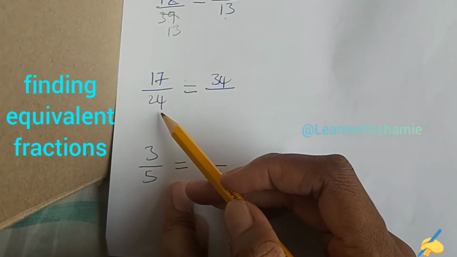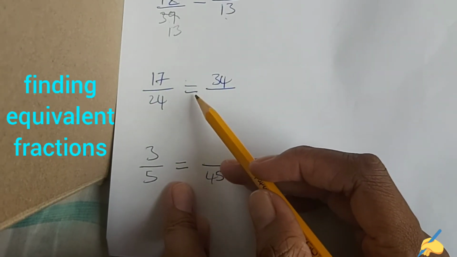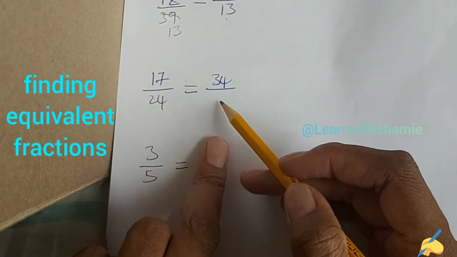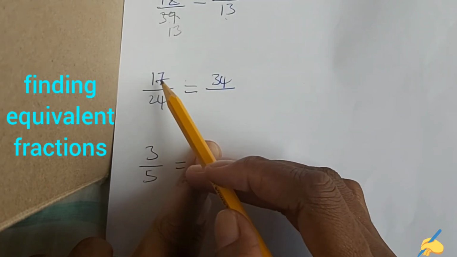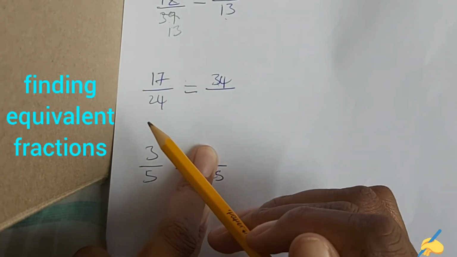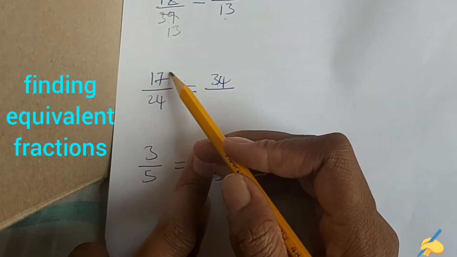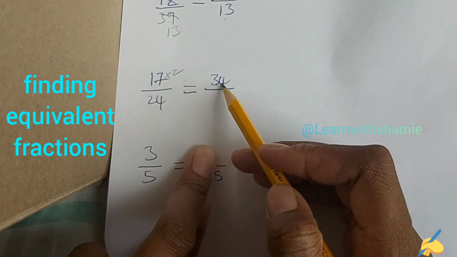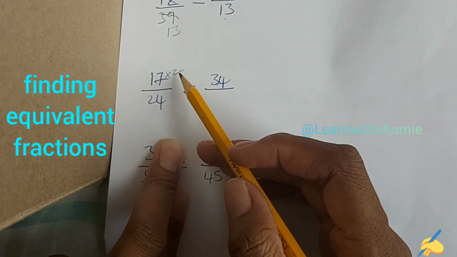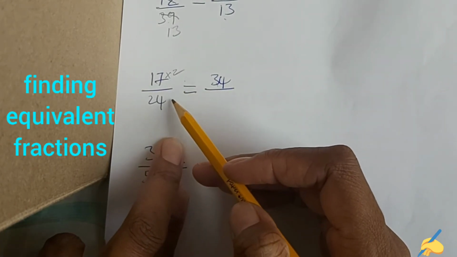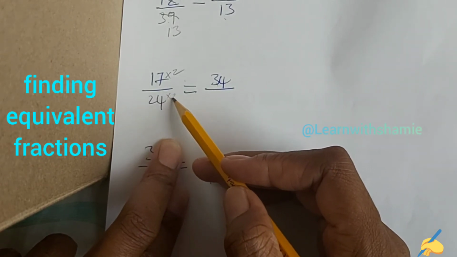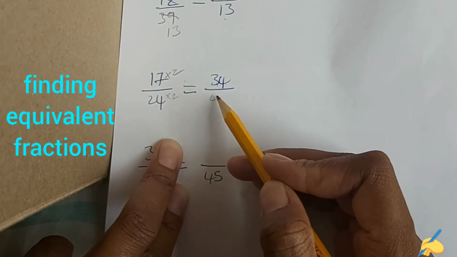We have 17 out of 24 equals 34 over a missing denominator, so we need to find that. 17 times what gives you 34? 17 times 2 is equal to 34. The same number you multiply the numerator by, you will also do with the denominator. So 24 times 2 would equal 48.